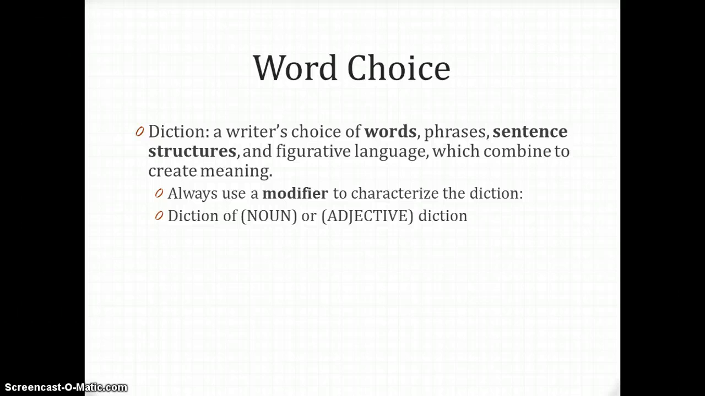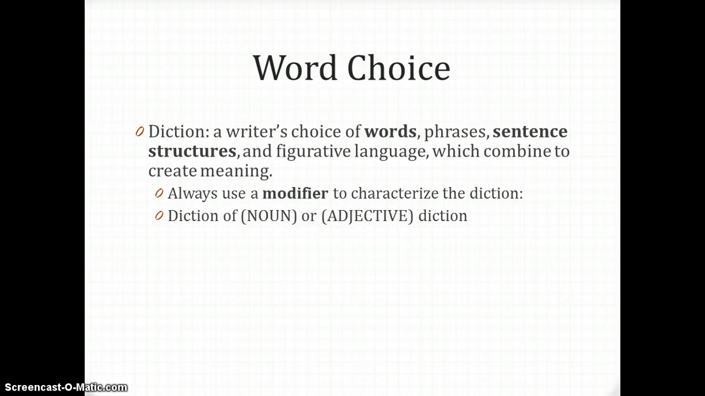The most basic term for word choice is diction. And that's basically a fancy way of saying a writer's choice of words, phrases, sentence structures, and figurative language that combine to create meaning. Most often it's just a shorthand for a pattern of words that an author uses.